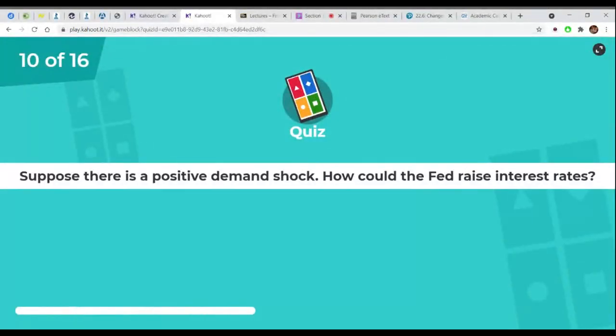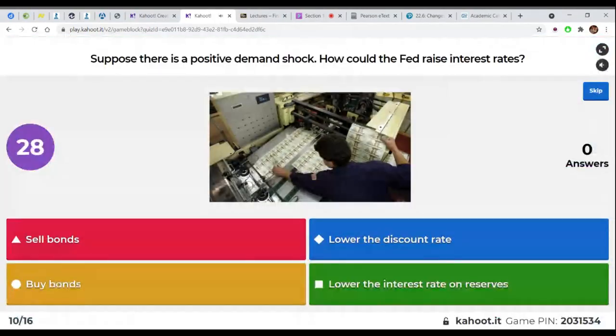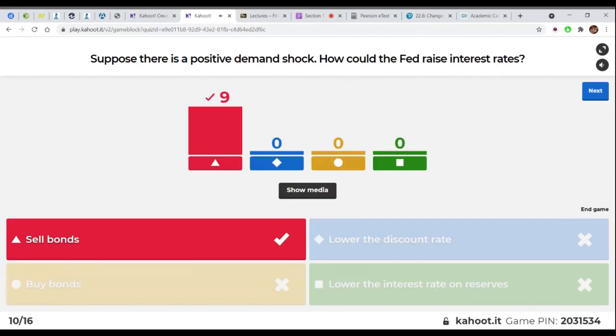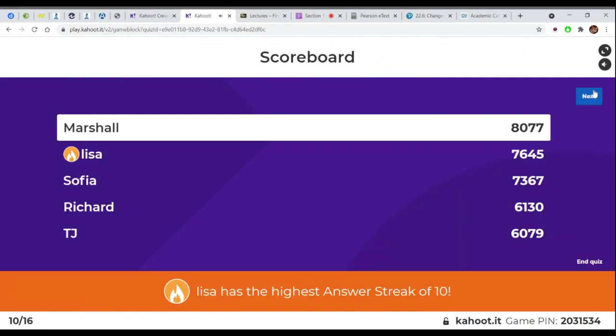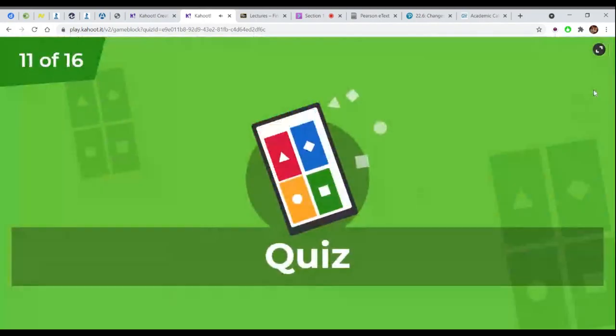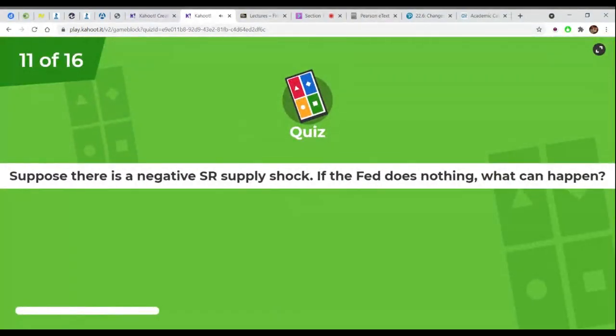Question 10, suppose there's a positive demand shock. How could the Fed raise interest rates? Should they sell bonds, buy bonds, lower the discount rate, or lower the interest rate on reserves? Very good, everyone. They should sell bonds. Excellent. We're learning here. Question 11.